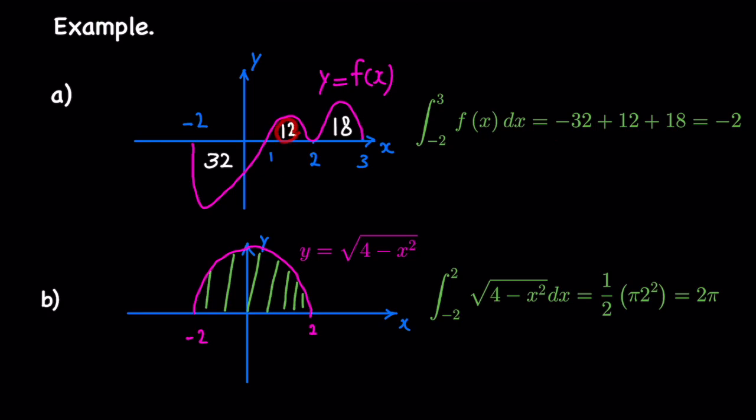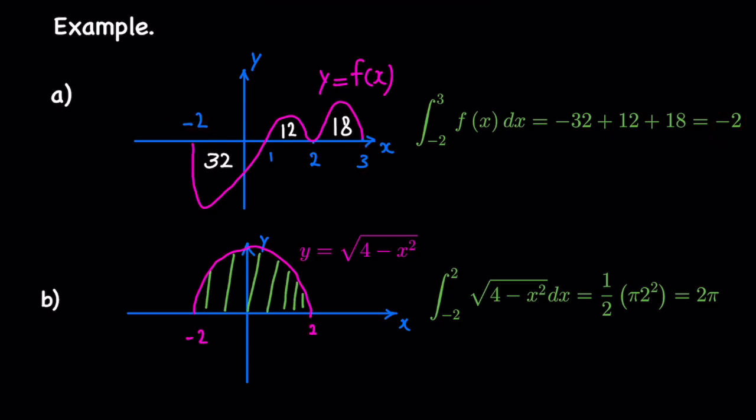Then I have this region. It's going to be +12 because it's above the x-axis. This one is also going to be +18 because it's above the x-axis. And if you add all of these numbers, it's going to be -2. So the definite integral of this function f from -2 to 3 is equal to -2.